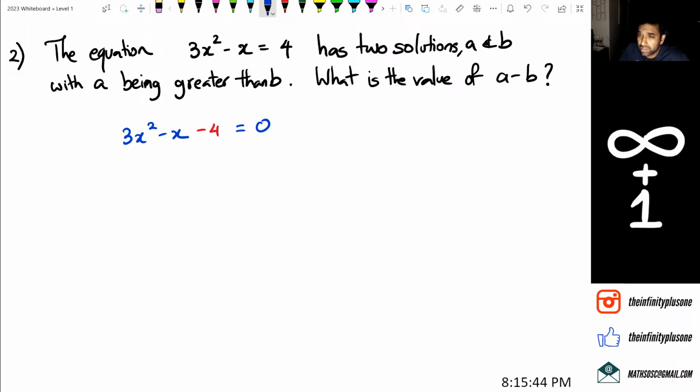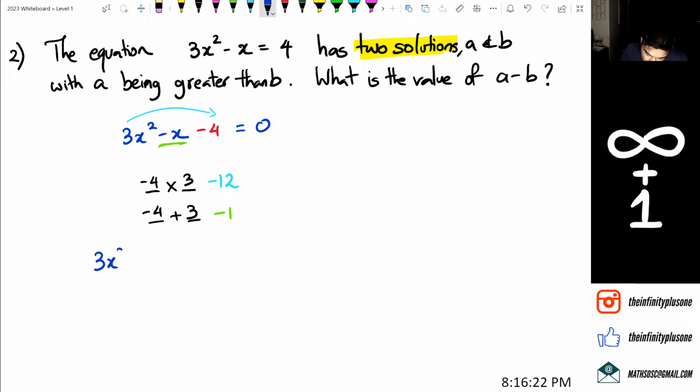So in this case, I'm going to factorize to find my two solutions, because it does say the equation actually has two solutions. So we've got 3x squared minus x minus 4 equals 0. We're going to multiply those two numbers, which gives -12, and I'm looking for -1. So basically I'm looking for two numbers that multiply to -12 and also add up to -1. So it's going to be -4 and 3.